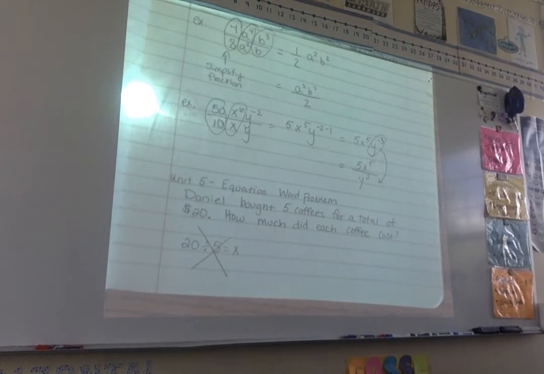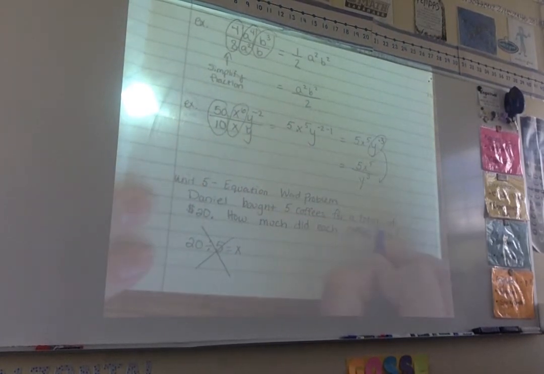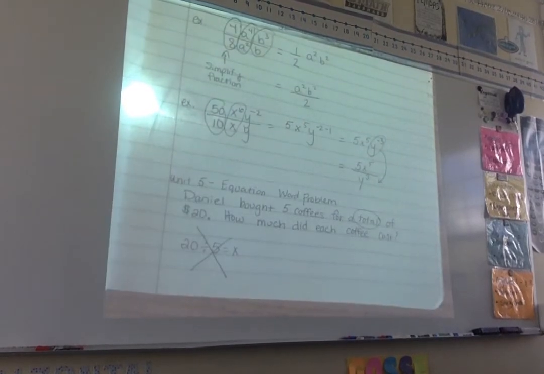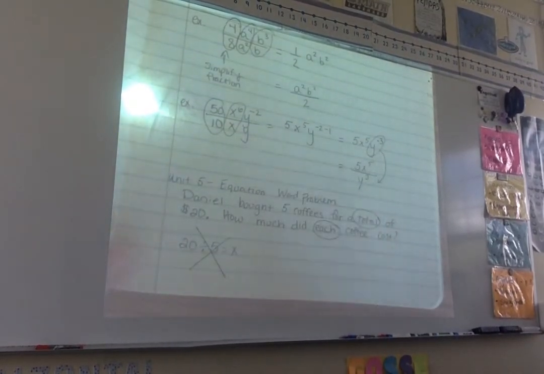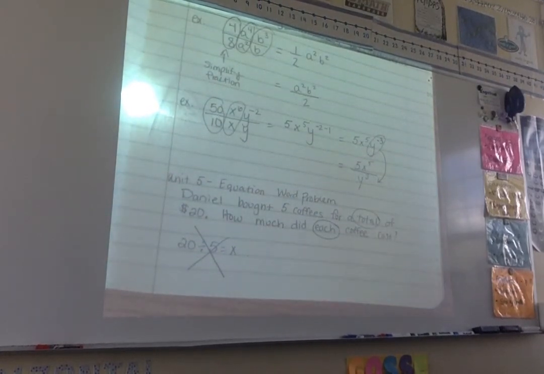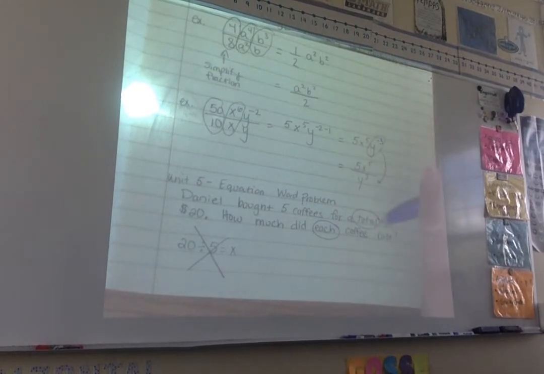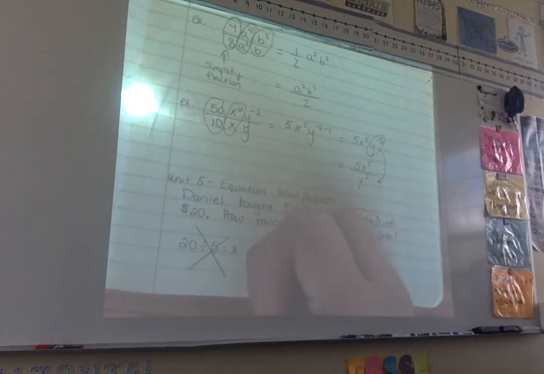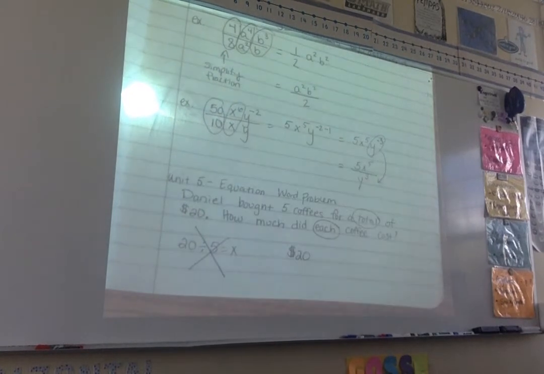So we have some keywords in here, right? Keywords like total and each. Okay, so those are big words. Not actually big words, but big hints, okay? So because we have a total of $20, that's typically the number you're going to put by itself. So $20 is alone on one side of the equation.